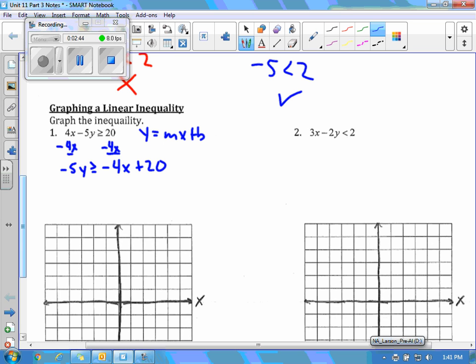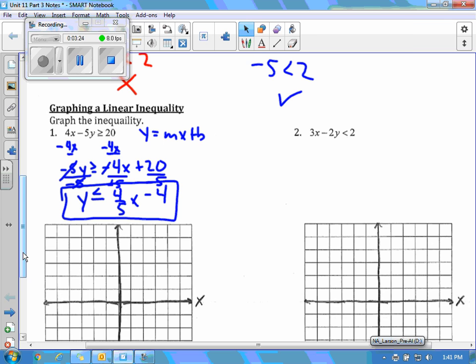It's -4x because I subtracted 4x, and then it's plus 20 because there's already positive to start. The next thing I need to do is divide everything by -5. And since we have an inequality, this is going to make things a little bit trickier. So the -5's cancel out, so I'll just have y. Since I divided by a negative, my inequality symbol needs to flip. On the right side, these negatives cancel, and I can just leave 4/5 as a fraction, because that's going to be my slope. And then 20 divided by -5 is -4. So my inequality will be y is less than or equal to 4/5 x minus 4.